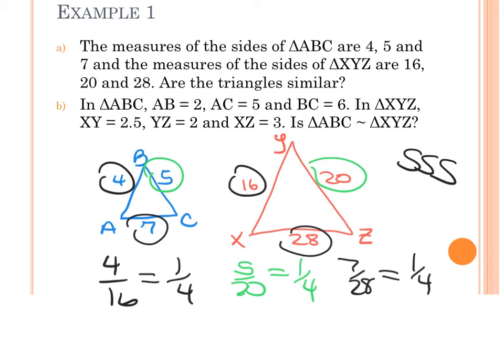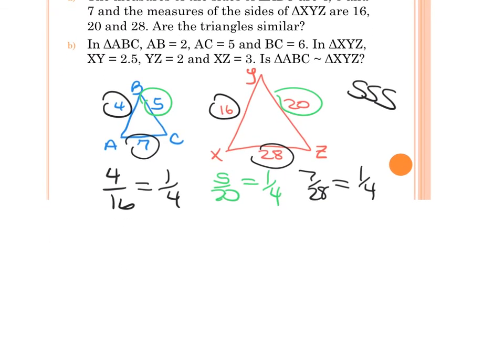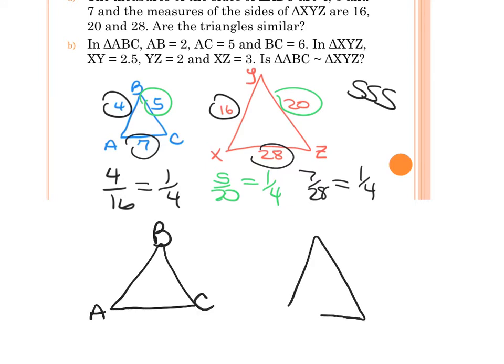Let's try the next one. It was part B here. So again, I'm going to draw ABC and XYZ. They want us to figure out, is ABC similar to XYZ? Now, this time they're telling me where to put the numbers. They told me AB is 2, AC is 5, BC is 6.